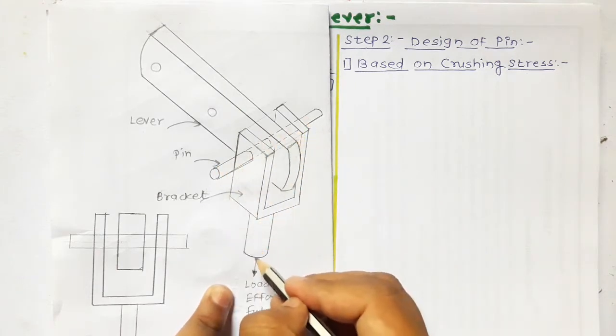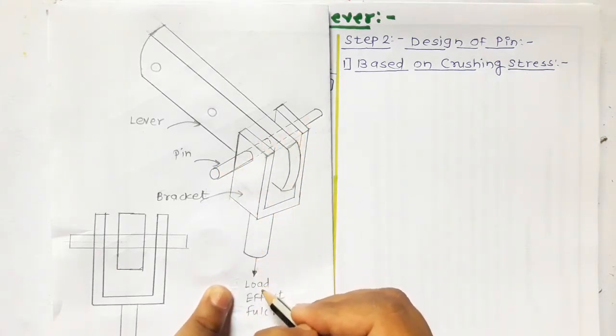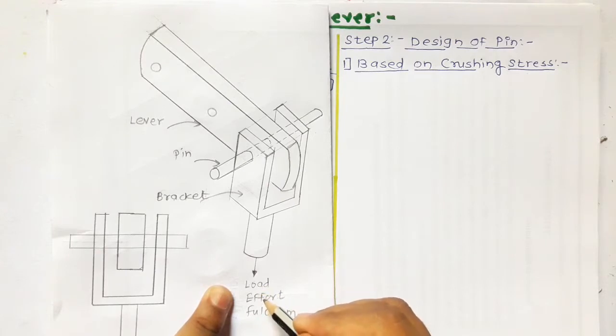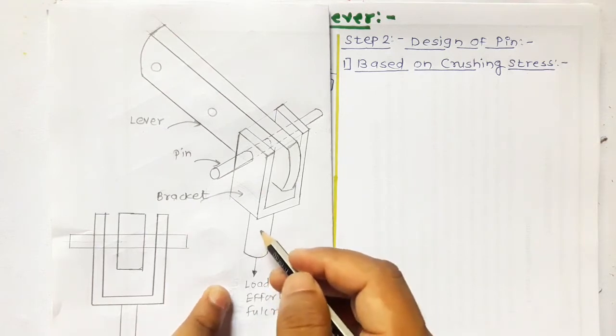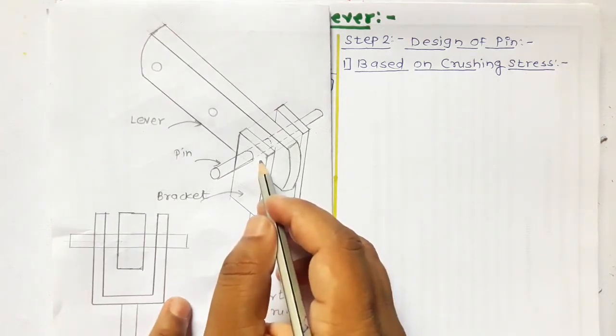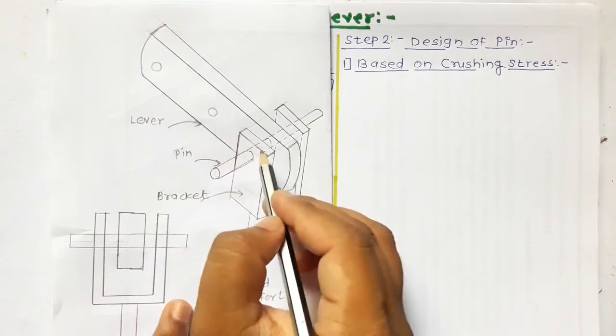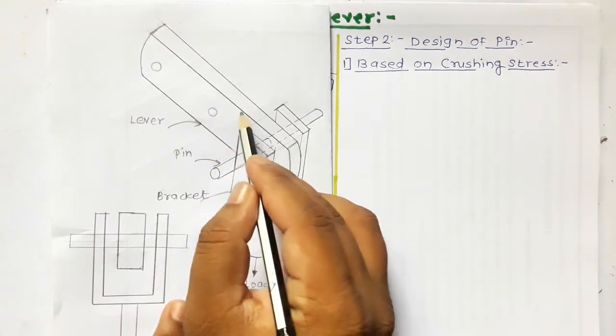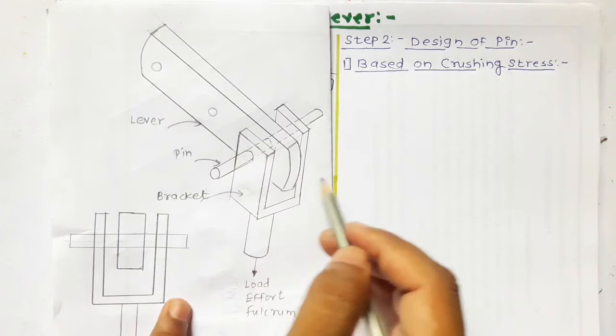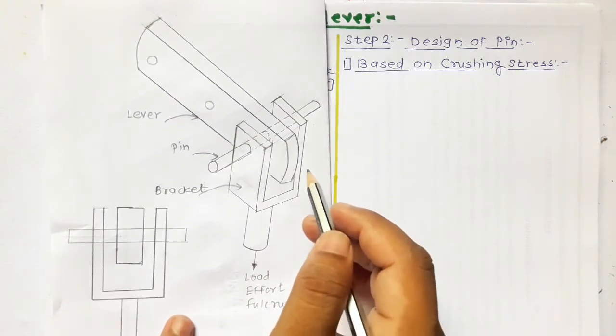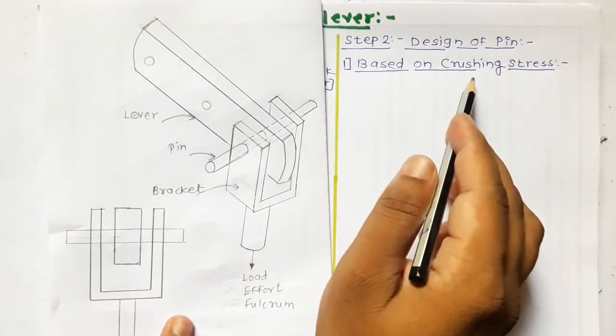At the end of this bracket we can either attach the load, or connect the effort to lift this load, or we can use this bracket as a fulcrum. Now we know that during the operation of this lever there is relative motion between this bracket and lever at all these three points. So there will be a crushing stress acting on this pin.